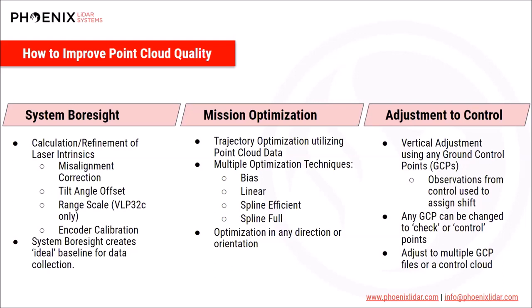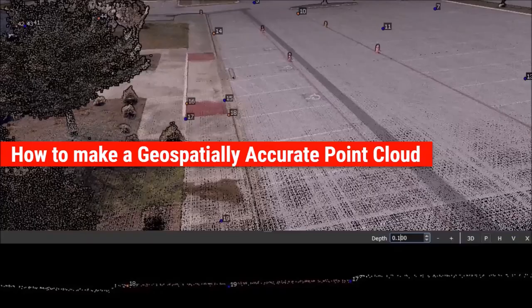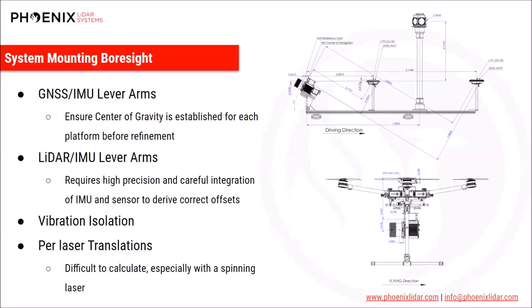So now we've talked about what's required to make an accurate data set. Let's go in and actually get into the factors of how we do this. How do we make a geospatially accurate point cloud? Now, as we said before, the system mounting boresight is essential.